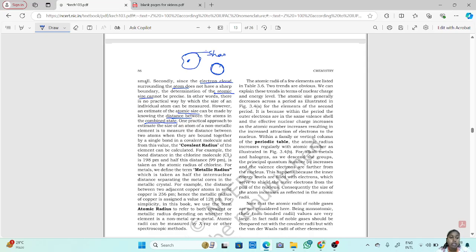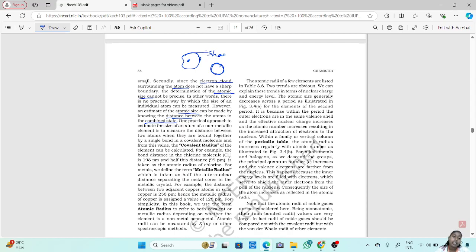One practical approach to estimate the size of an atom of a non-metallic element is to measure the distance between two atoms when they are bound together by a single bond in a covalent molecule, and from this value the covalent radius of the element can be calculated. Now how will we do that? So this is the theory, right? If the atom is combined, by measuring the distance you can estimate the atomic size. Now, when you practically approach it, when you practically try to estimate the size of an atom.